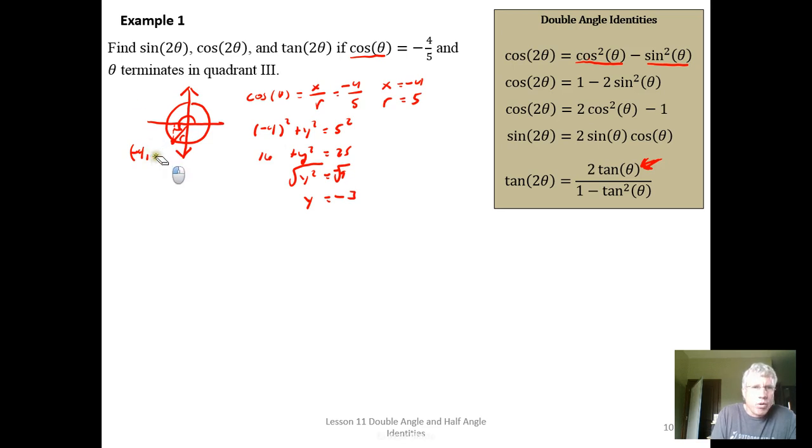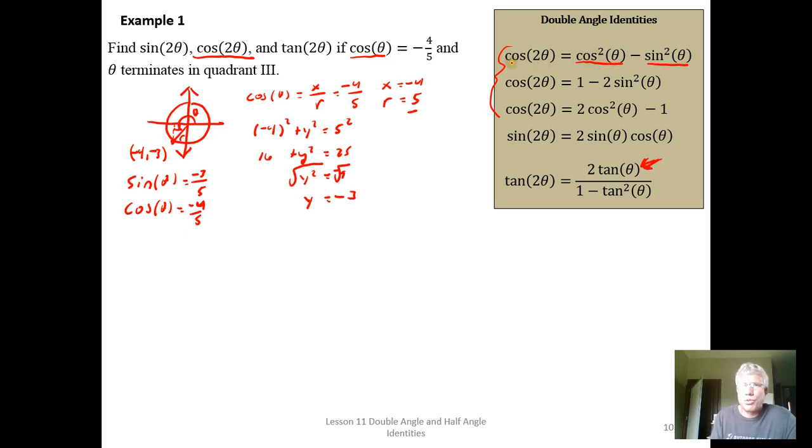Once we have the y-coordinate, we can calculate the sine, because the sine of an angle theta, and here's our angle theta in standard position, is just the y-coordinate over the radius, and we know the radius is 5, and we already know the cosine is -4/5. And so once we have these two things in our pocket, we can go through and calculate cosine or sine. For the cosine of twice theta, I have 3 choices, and I really get to decide which of them I'm going to use.